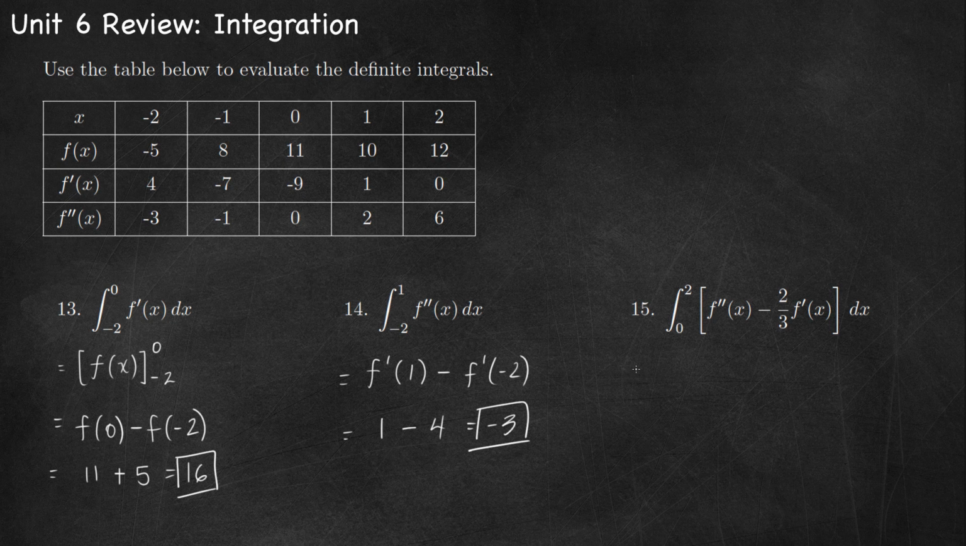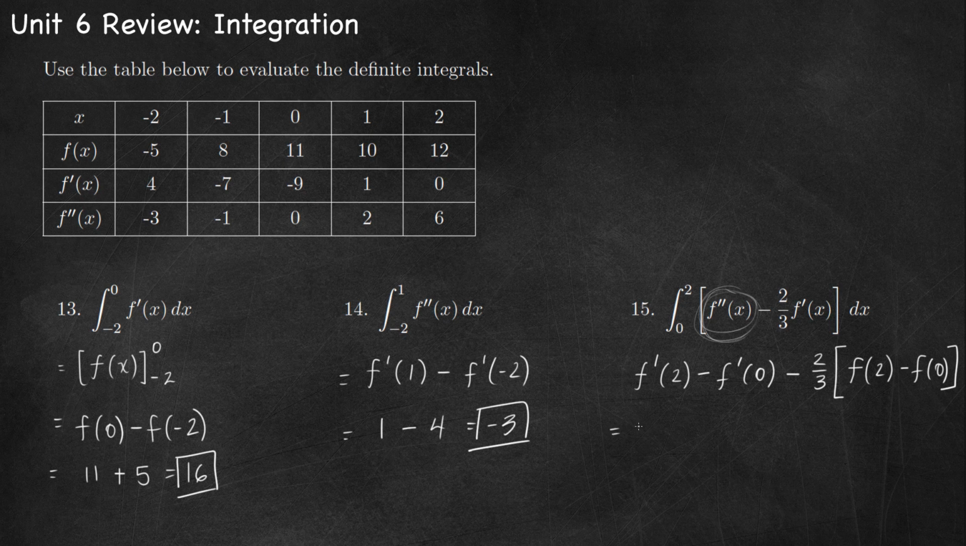Number 15. The integral of f double prime of x is f prime. So we have f prime evaluated at 2 minus f prime evaluated at 0. That's just this part of it right here. So then I move on to the next term. Now I've got minus 2/3 times, and then when I integrate f prime, I just get f, and I evaluate at the upper bound minus, and then evaluate at the lower bound.